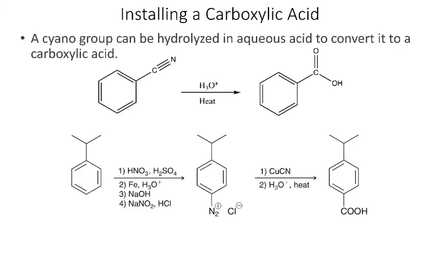And then if I react that with sodium nitrite and HCl, it'll give me the diazonium ion. I can then do the substitution reaction with copper cyanide to get the cyano group, then heat that in the presence of acid, and it will give me the carboxylic acid.